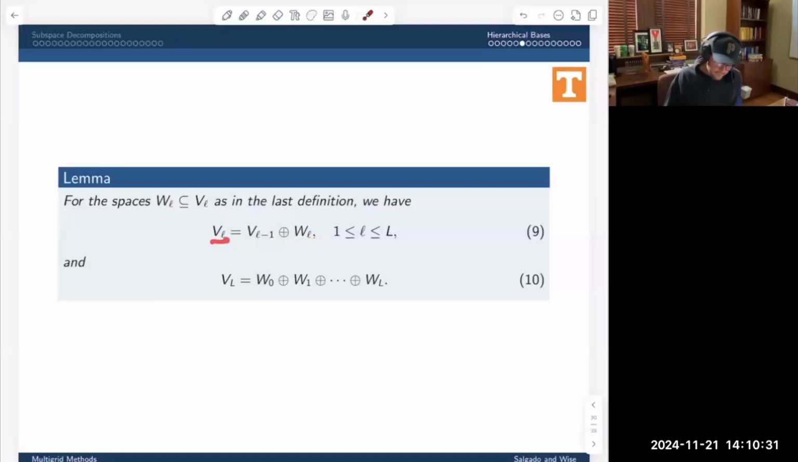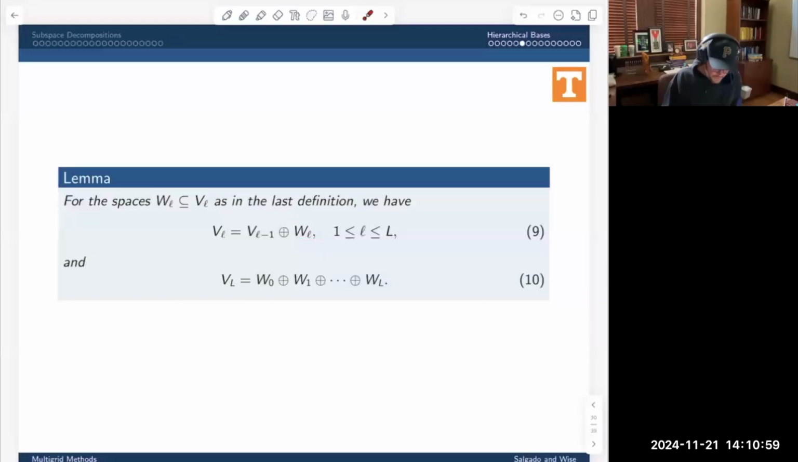So how do I get from VL minus 1 to VL? I take VL minus 1 and I add some new degrees of freedom. And the degrees of freedom that I'm adding are precisely going to be those which were not in VL minus 1, but are in WL. So VL, we can show, is just this direct sum of VL minus 1 and WL. But that's going to have to wait till next time since we're out of time.